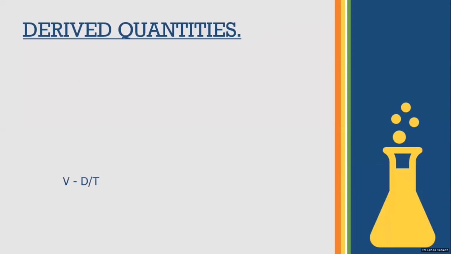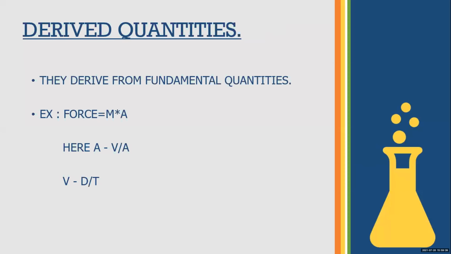The next one is derived quantities. They are derived from fundamental quantities. As we said, fundamental quantities are the base quantities. We derive these to form derived quantities. An example here is force, which is mass into acceleration. In this quantity, acceleration is derived from velocity by time, and velocity is derived from distance by time.